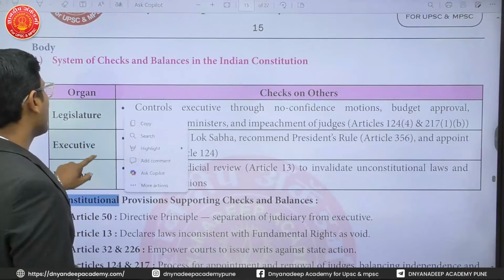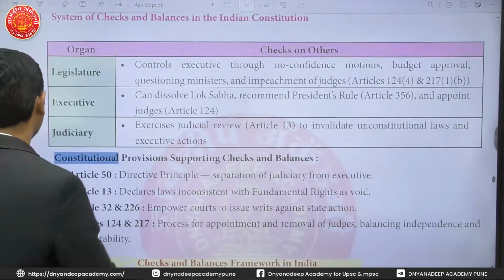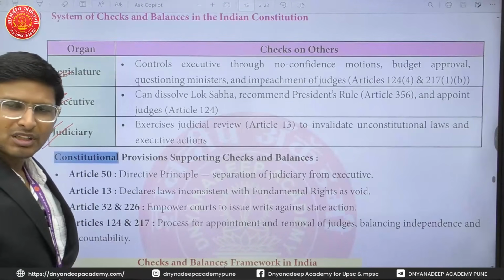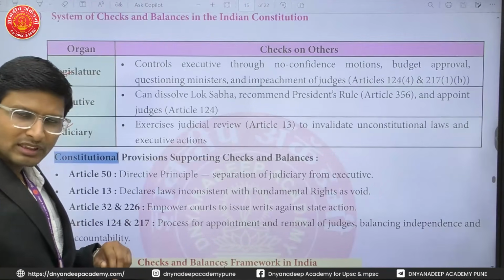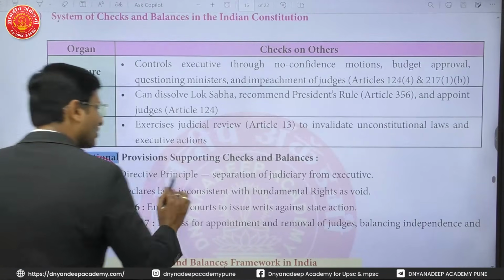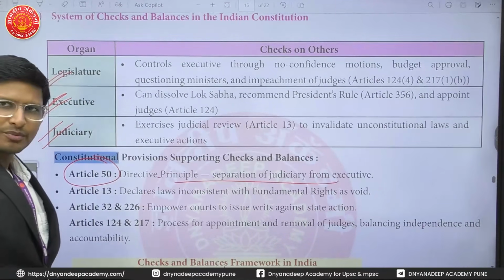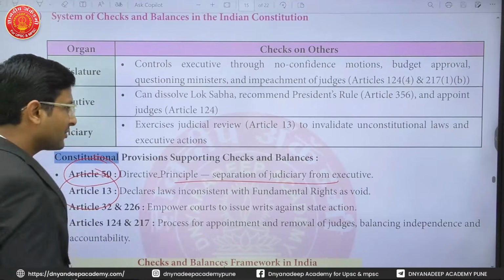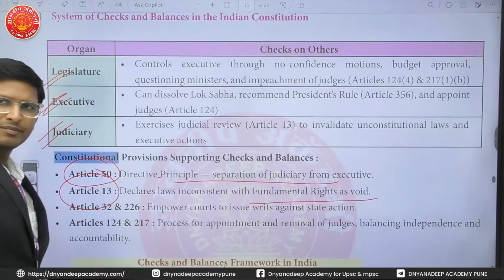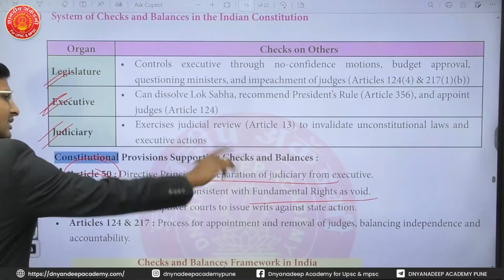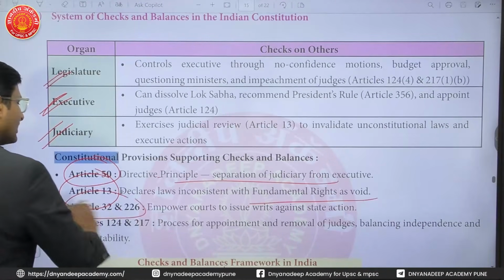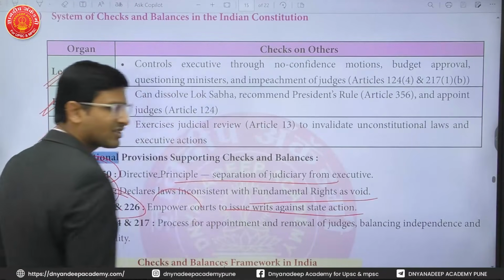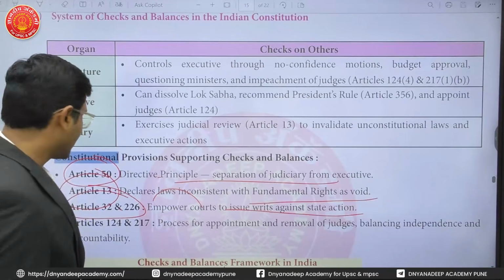There are three organs where there should be a separation of powers: legislature, executive and judiciary. Now the provisions of the Constitution which talk about checks and balances between these three organs. Article 50 says there should be separation between the judiciary and the executive. Article 13 says any law inconsistent with fundamental rights will be declared void. Who declares it void? The Supreme Court. Articles 32 and 226 empower the courts to issue writs against state action if it violates fundamental rights.